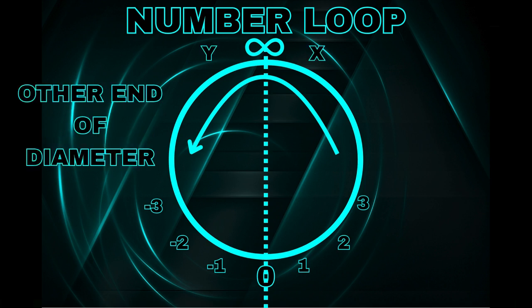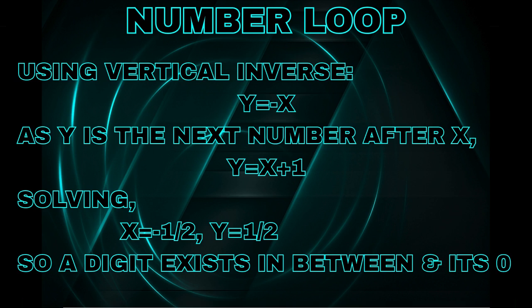Now let's try to find the value of the presumed infinity. Let's assume that this doesn't exist. That indicates that there are two integers x and y, which are consecutive and are on opposite sides, with y being at the left of the assumed infinity while x is at the right. Using the vertical inverse, we can infer that y equals -x. As y is the next consecutive number after x, y equals x plus 1. On solving these two equations, we get x equals -1/2, y equals 1/2.